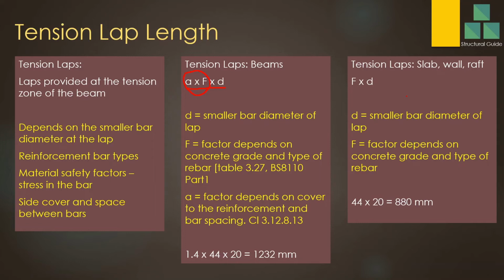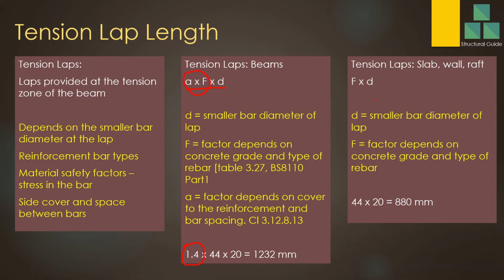Tension laps in walls and raft foundations, slabs. On those slabs, this factor, say here I can show 1.4, depending on the bar spacing, bar diameter, and the cover to the reinforcement, might be 1, might be 1.4, it might be 2. So most of the time in slabs, walls and foundations, this requirement is not violated. The requirement is specified in clause 3.12.8.30. In such cases, the factor may be 1.